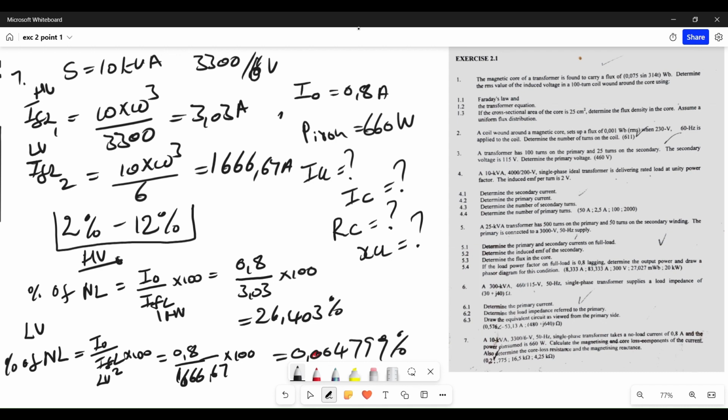Okay, so as you can see, the percentage of no load on the HV side is above 12%. 26% is above 12%, and the LV side is far below 2%. This is where it gets interesting, because for me to know which side the test was done on, so that I can start my calculations in this question, I need to know which side's percentage of no load is between 2% and 12%. In this case, they are both not between 2% and 12%.